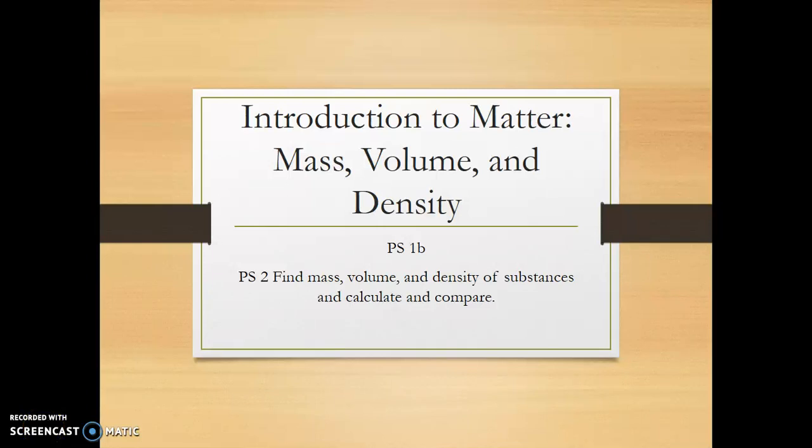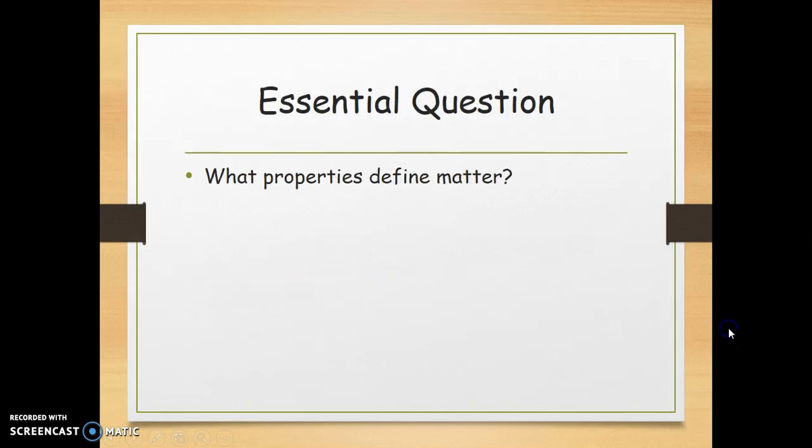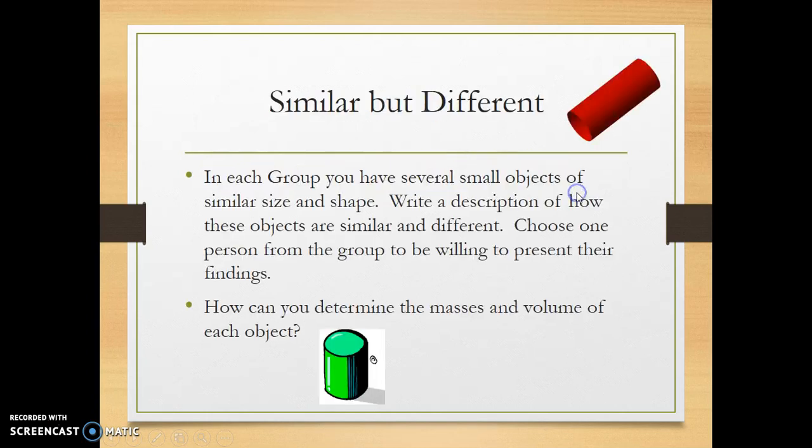Today we're going to talk about introduction to matter, and we're going to focus on mass, volume, and density. This is primarily on PS2, which is finding mass, volume, and density of a substance, and then you're going to be able to calculate and compare the substances. Our essential question goes at the top of your notes, just like we talked about in the previous flipped classrooms, and it's: what properties define matter?